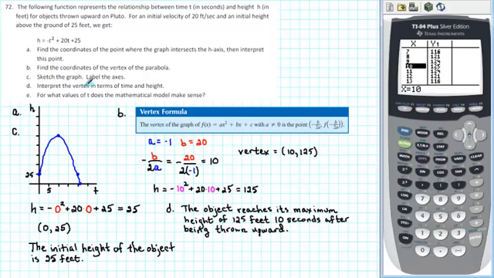For part E, we want to answer the question, for what values of t does the mathematical model make sense? Well, looking along our t-axis, we see that the values of t that make sense are from 0 to a little bit more than 20. Remember that our scale is 5: 5, 10, 15, 20, a little bit more than 20. To find that value more precisely, we can use our graphing calculator.